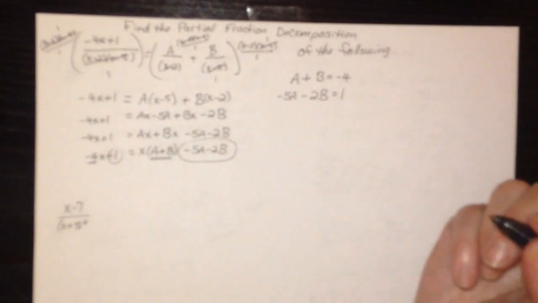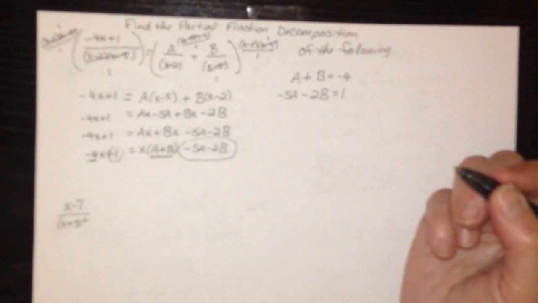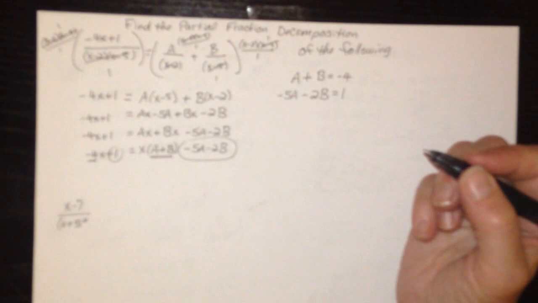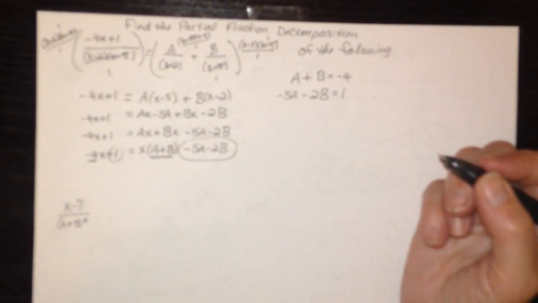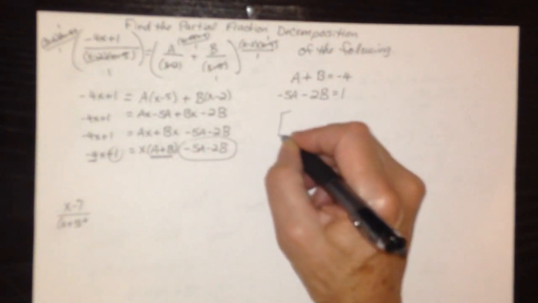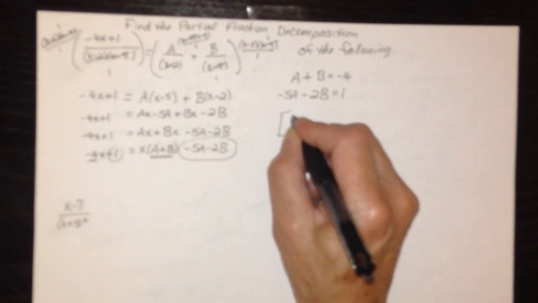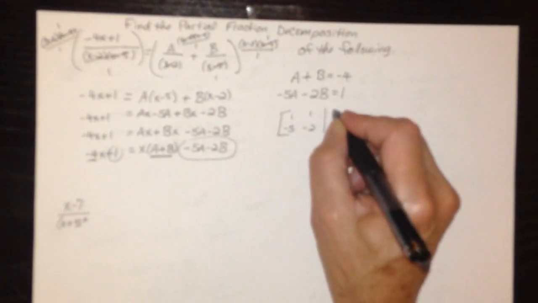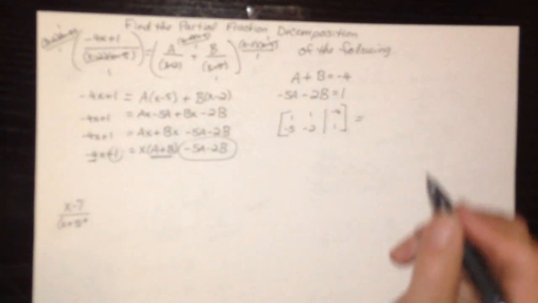And now I need to solve this system of equations for a and b. I'm going to use matrices to do this. I'm going to use the reduced row echelon method. I just decided to do that. You could use any method that you wanted to use. You just have to solve for a and b. I decided to use the reduced row echelon method, so I form my augmented matrix: 1, negative 5, 1, negative 2. I'm going to augment this with the solutions, negative 4, 1. I have my calculator right here. I'm going to put this into my calculator.